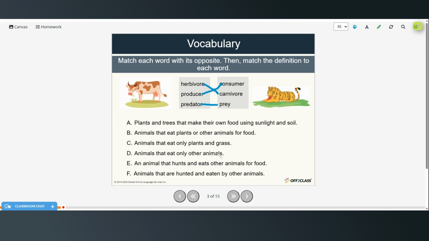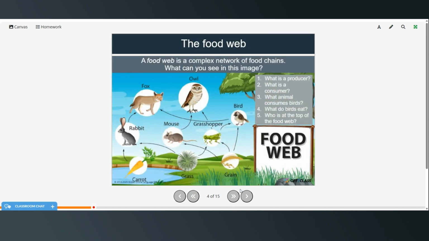Animals that eat only plants and grass would be herbivores. Animals that eat only other animals would be carnivores. An animal that hunts and eats other animals for food is a predator. And animals that are hunted and eaten by other animals are prey. So a food web is a complex network of food chains.